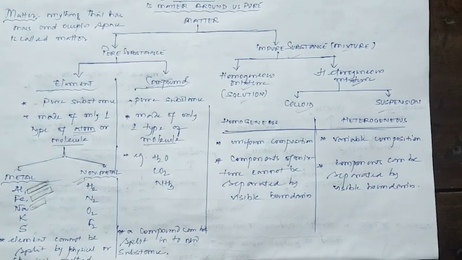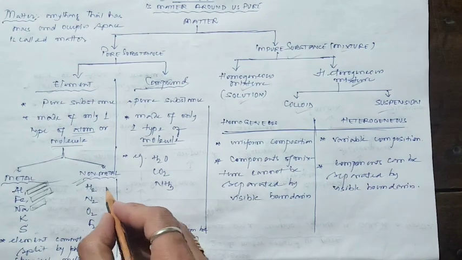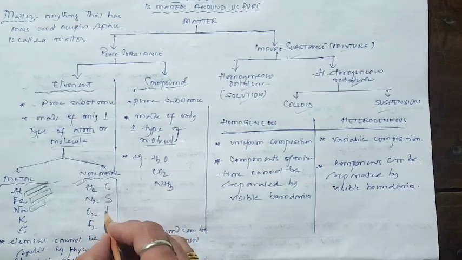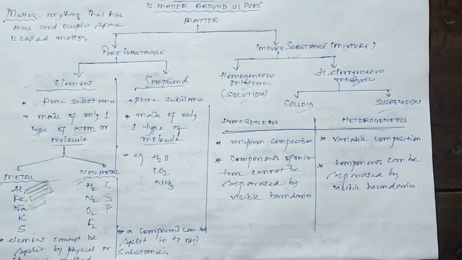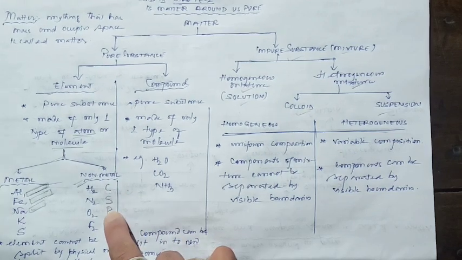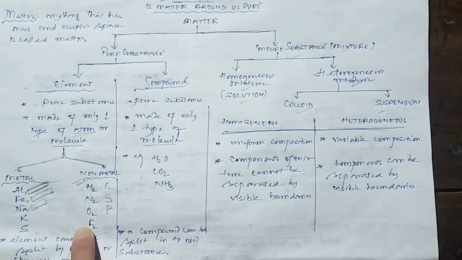Now non-metals. Students, we know about the non-metals. Non-metals exist in all the three states: solid, liquid, and gaseous. Solid non-metals: if I write examples of solid non-metals, carbon is a solid non-metal, sulfur is a solid non-metal, phosphorus is a solid non-metal. Now these solid non-metals are made up of atoms. But the gaseous non-metals are made up of molecules.